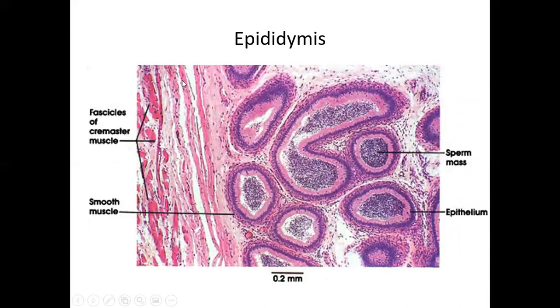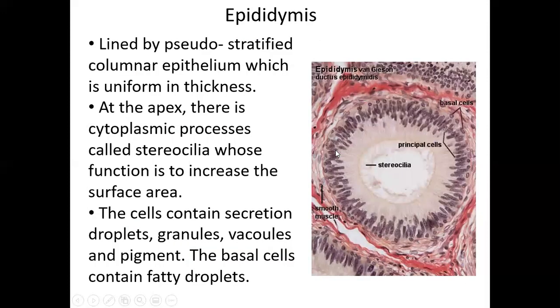This is the cross section of the epididymis, histologically. Whenever you enlarge the size of the picture, you can see it like this. The epididymis is lined by pseudostratified columnar epithelium, which mimics multiple layers, and is uniform in thickness. You can see here the thickness is uniform.